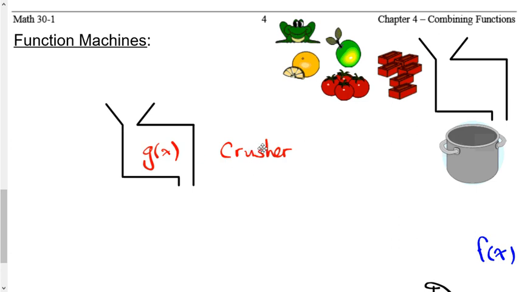Let's think about domain and range. Well, here, let me grab a pot. My pot is going to collect my output. So if I'm thinking domain and I'm thinking range, then stuff that goes in here needs to be part of my domain, and stuff that comes out here needs to be part of my range.